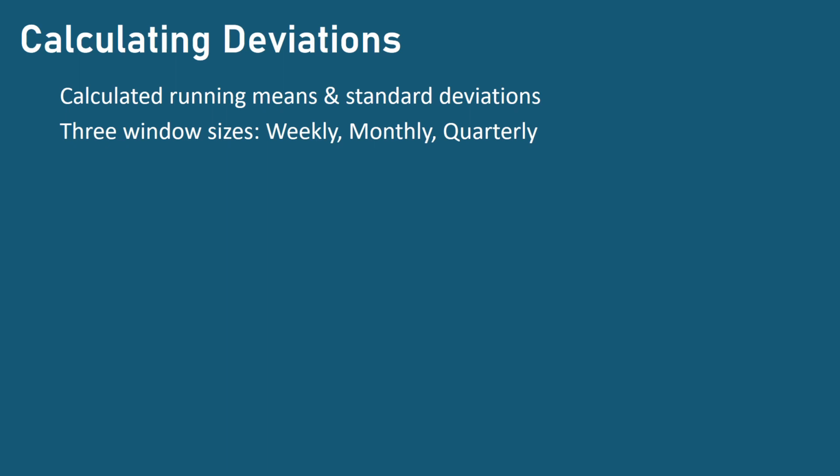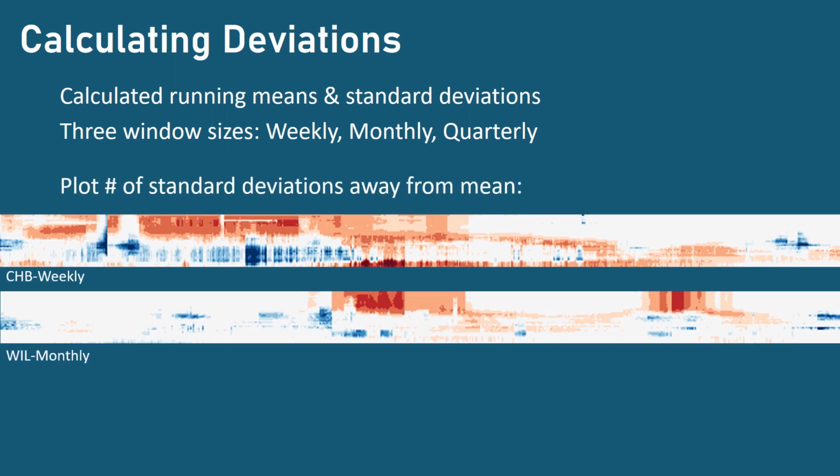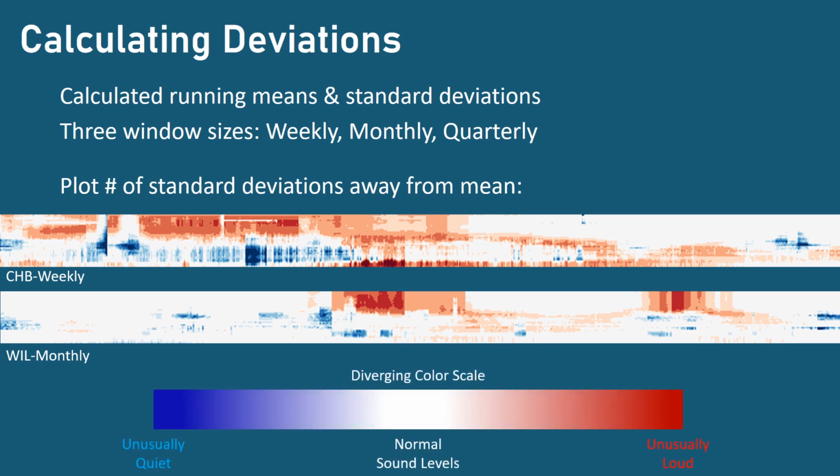We started by calculating running means and standard deviations for the sound pressure levels at every decade frequency bin. We did this with 3 moving window sizes: weekly, monthly, and quarterly. We were then able to plot the number of standard deviations each decade frequency bin was away from the mean sound pressure level. We generated these plots using a diverging color scale. White indicates normal sound pressure levels, while red indicates unusually loud areas, and blue indicates unusually quiet areas.